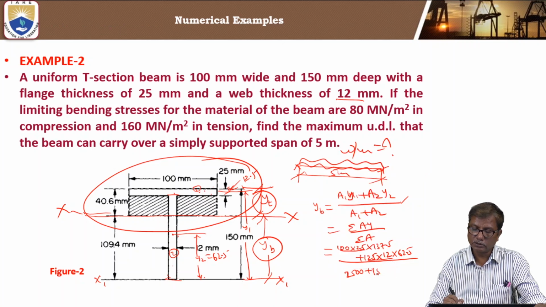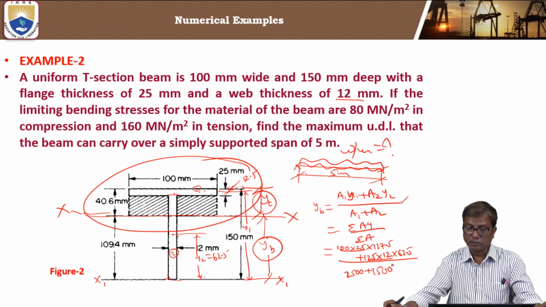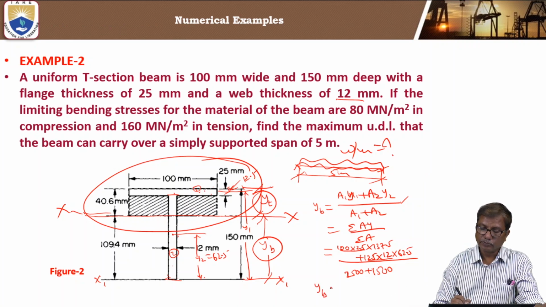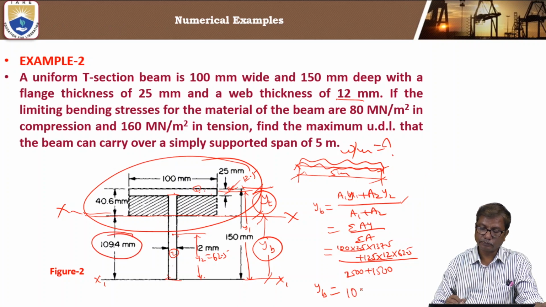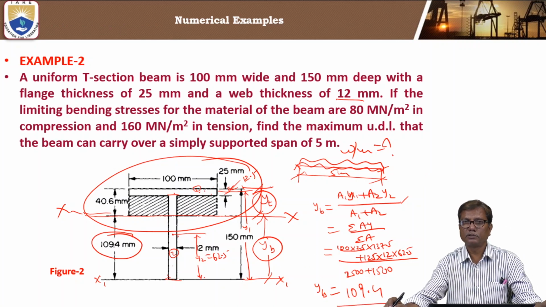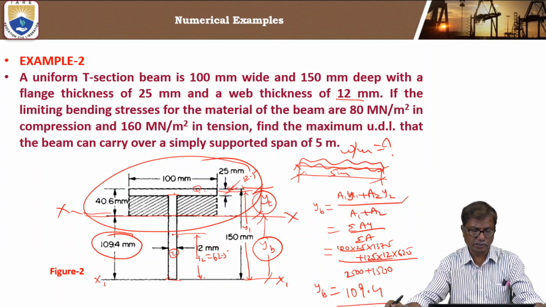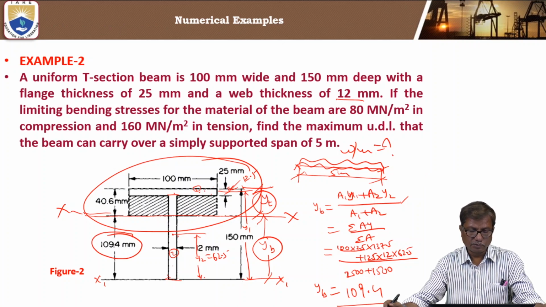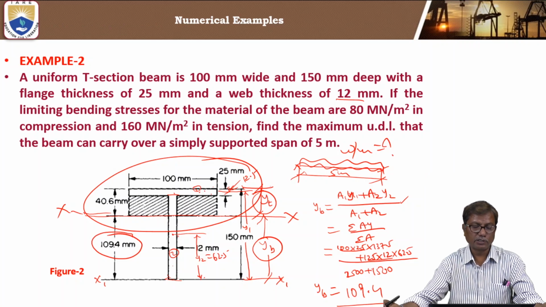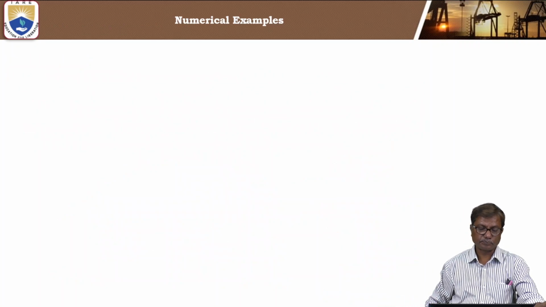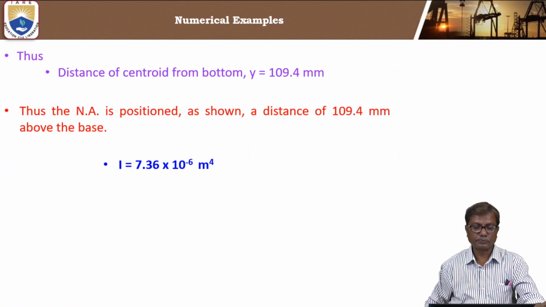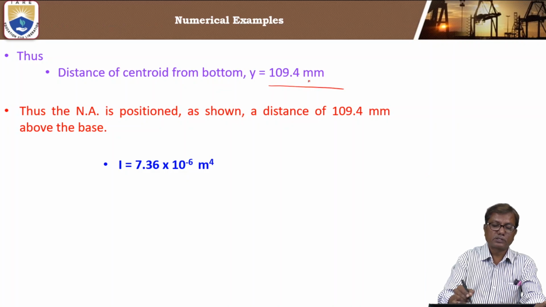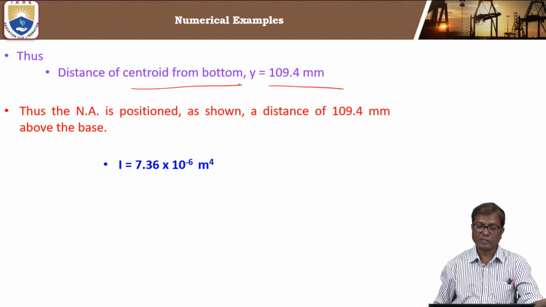So YB will be 109.4. By calculating this, you will get the distance of centroidal axis from the bottom reference axis x1 as 109.4 millimeters. So the distance of centroid from bottom is 109.4.